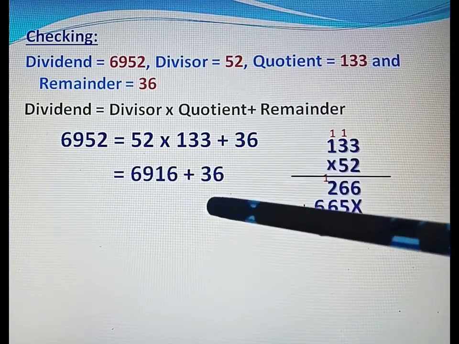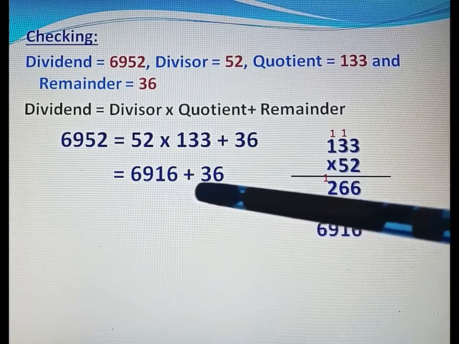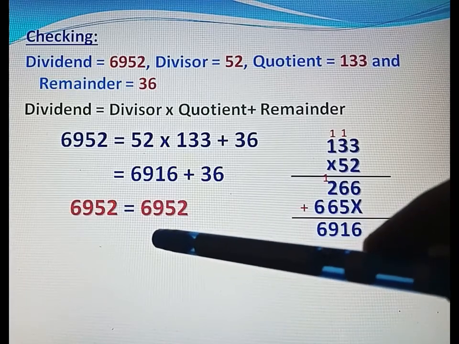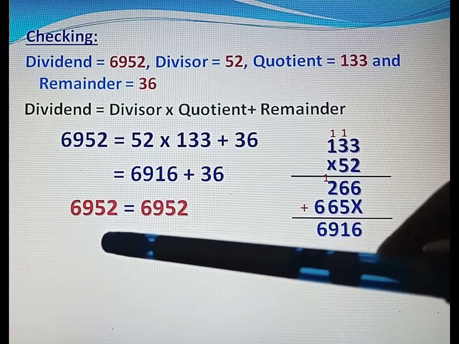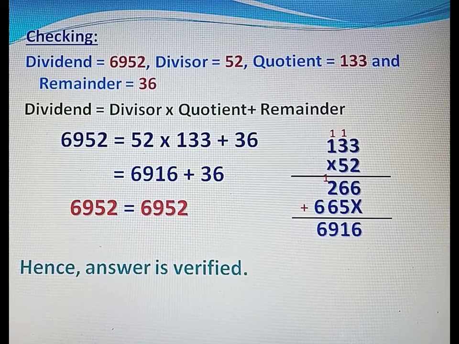6,916 plus 36, and then we will add. 6,916 plus 36 equal 6,952, and the dividend equal 6,952. Both are equal. Hence, the answer is verified.